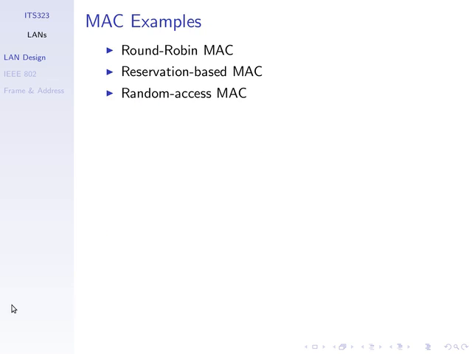We'll go through three or four examples to illustrate different approaches. There are others, but we'll just quickly go through them. Round robin, reservation and random access.